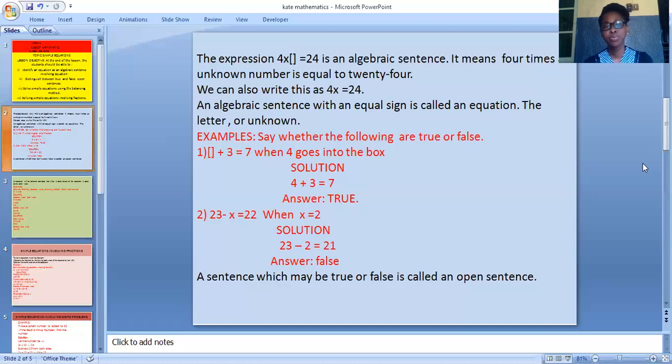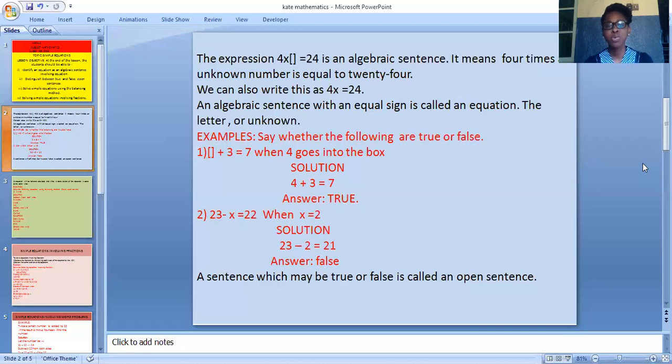Let's go to example number 2. 23 minus x equals 22 when x is equal to 2. Solution: 23 minus 2 is equal to 21. Our answer is false. Reason: because 23 minus 2 is what? 21, not 22. So that is a false sentence, and number one is a true sentence.